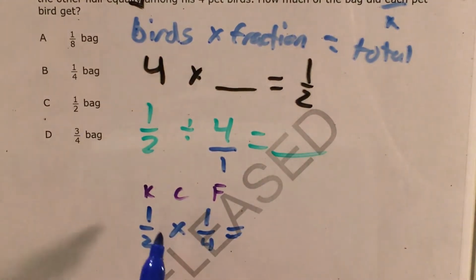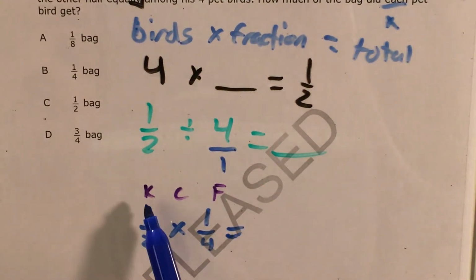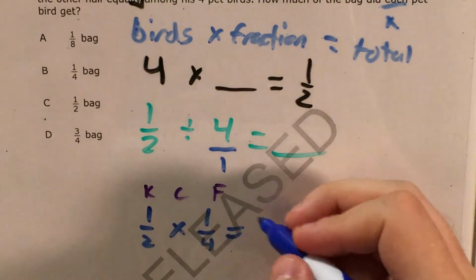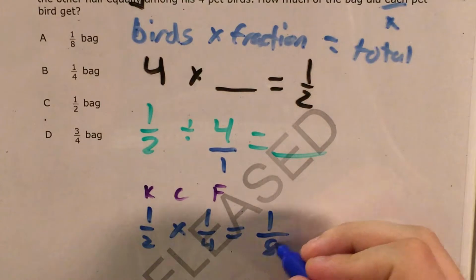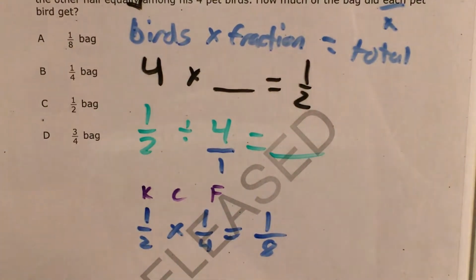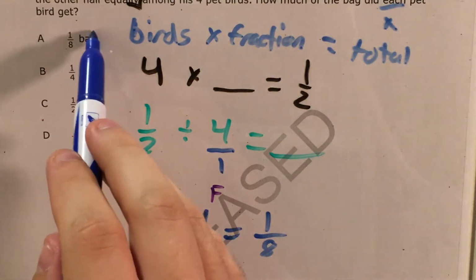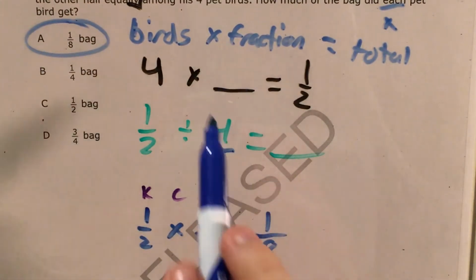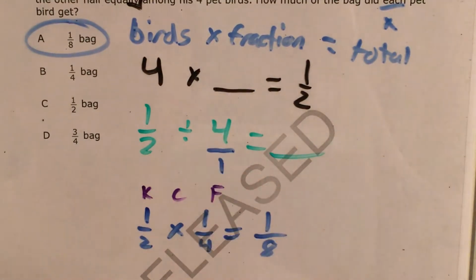And now that I have a multiplying fractions problem, I can just multiply across my numerators. 1 times 1 equals 1, 2 times 4 equals 8. So this gets me 1/8. And I have an answer that matches 1/8, so I'll go ahead and circle it for now, but I do want to check this answer. I want to take 1/8 and plug it back into this quick equation that we started with in order to make sure that it gets us the answer that we're looking for. So I'll go ahead and do exactly that.